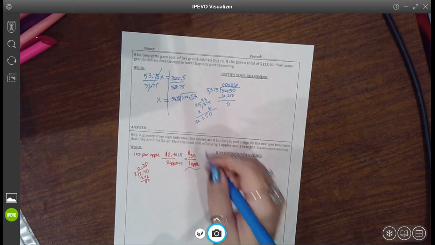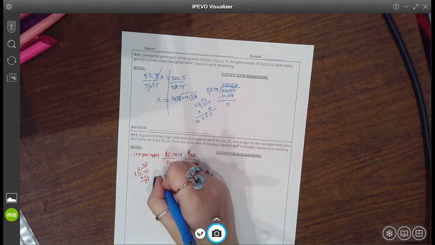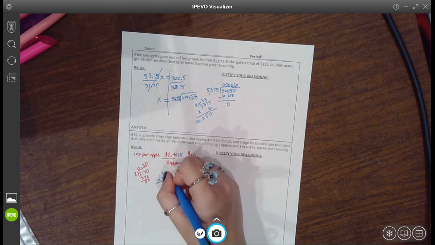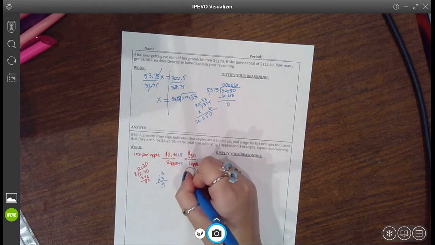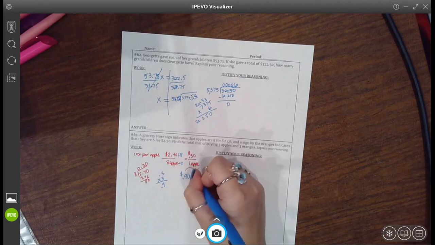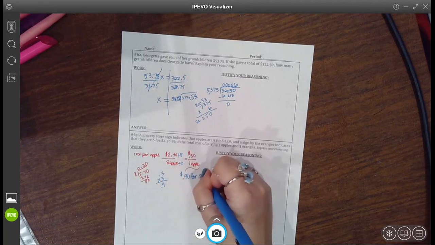Now, we bought 3 apples, so if it's 30 cents for one times 3, 3 times 3 is 9, one number after the decimal, so there we go. So that's 90 cents for 3 apples.